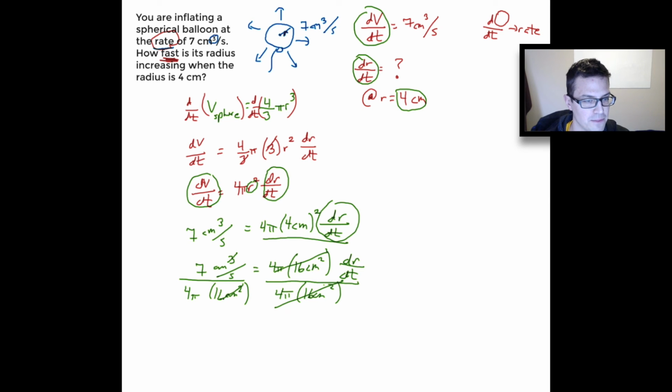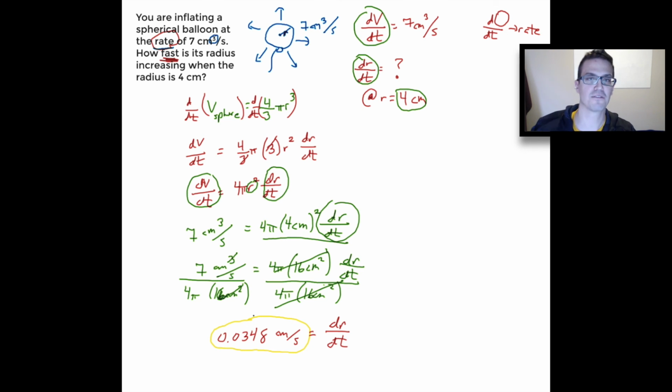Now from here, it's basically just plugging this into your calculator. This is a 16. So you just throw this in your calculator, and you should get about roughly 0.0348 centimeters per second is equal to the rate at which the radius is changing. So that would be the final answer for this given problem.